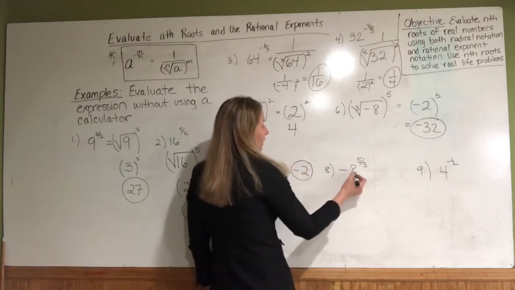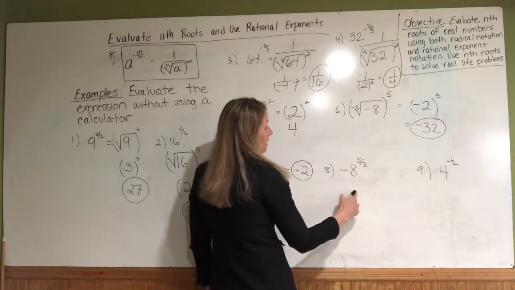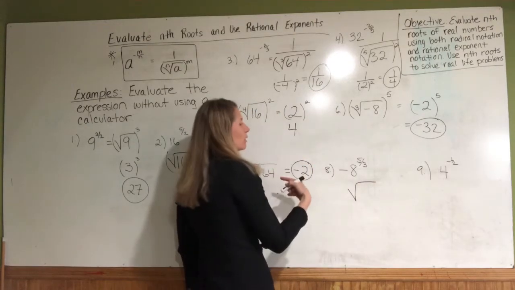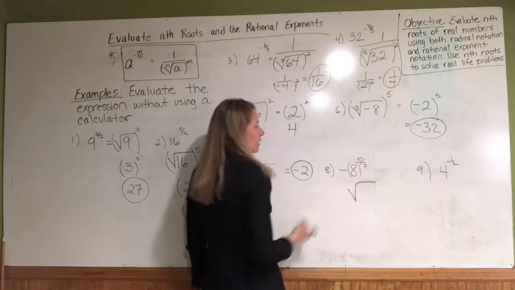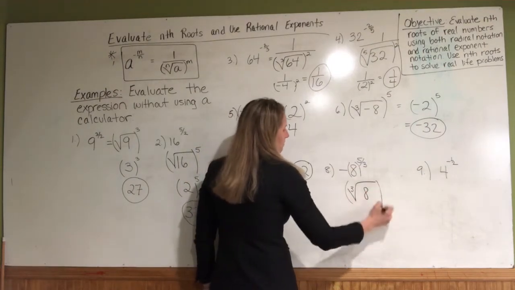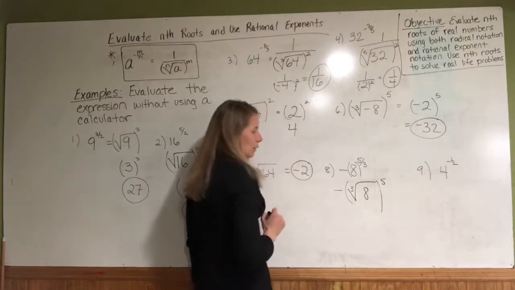Now, if this negative 8 were in parentheses, then inside of here would be a negative, but it's on the outside, so that would indicate that only the 8 is being raised to that power. So just keep that in mind. That can be a little tricky. And the negative is really out here.